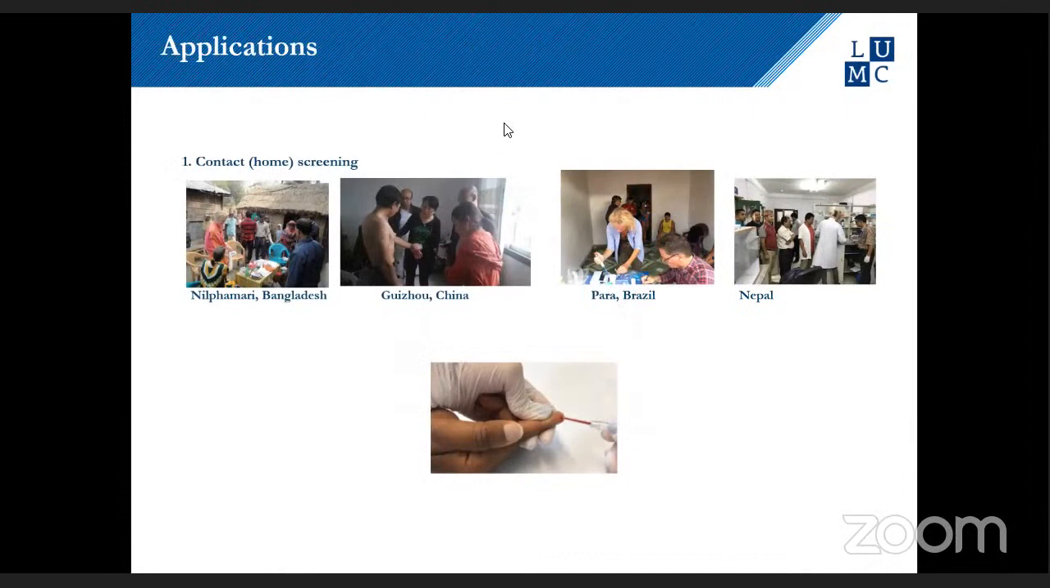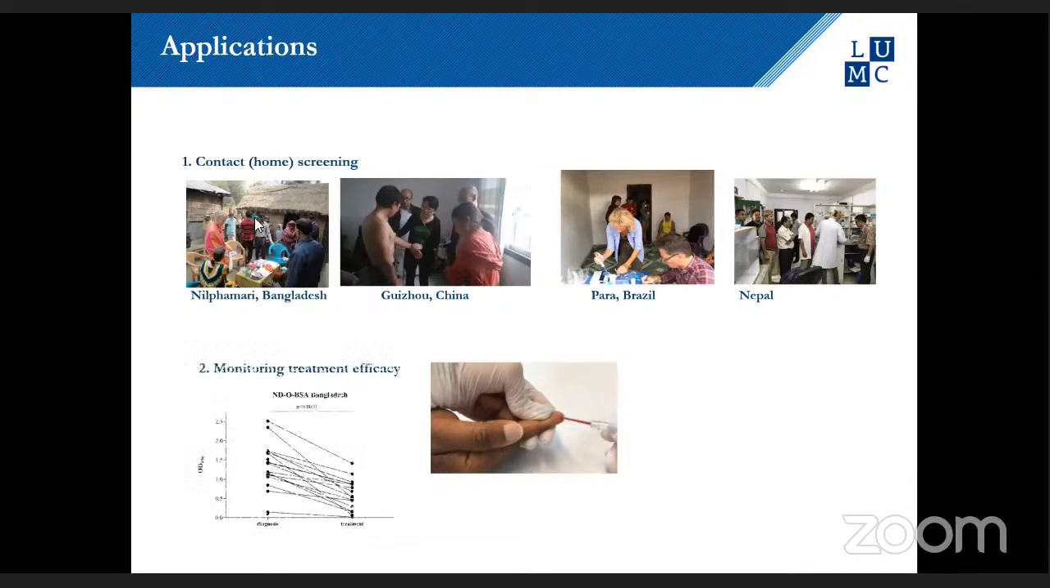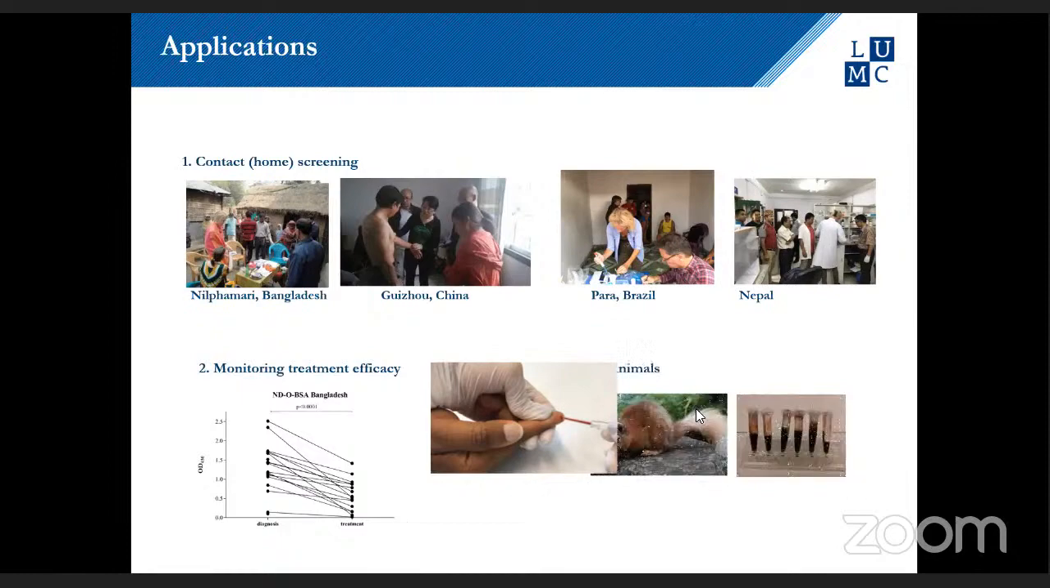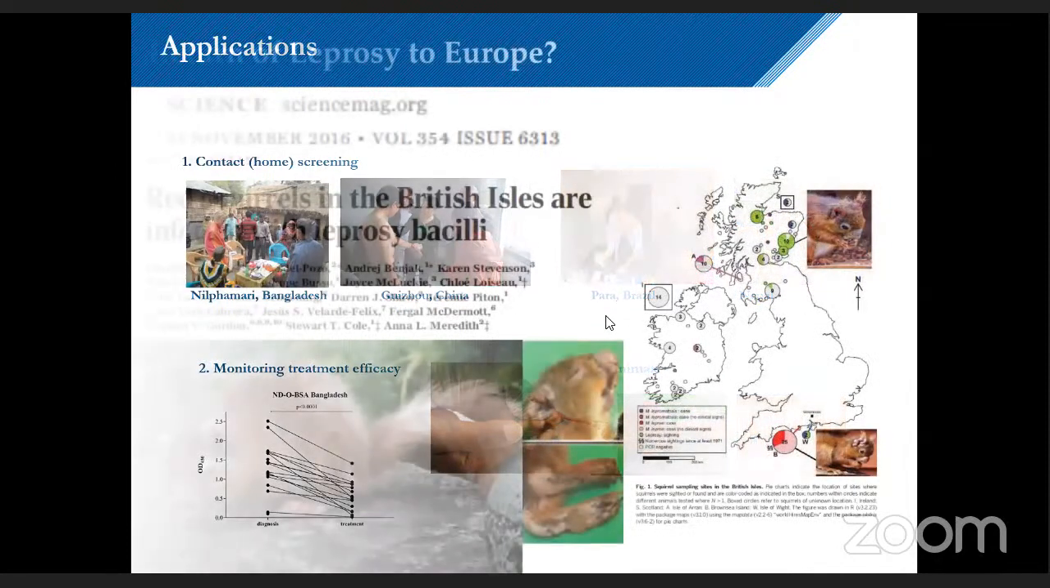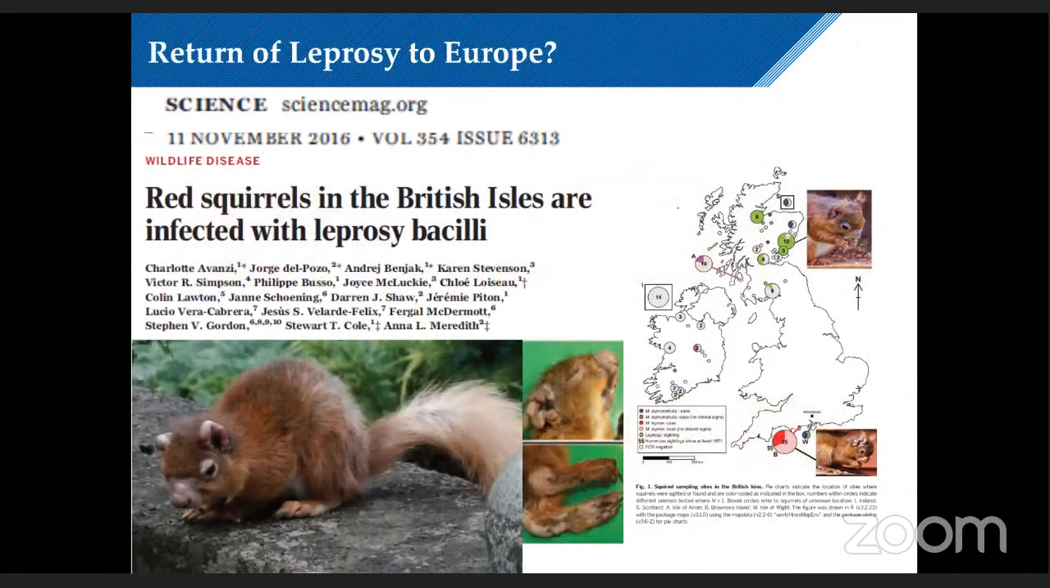So we have been doing some contact screening already in Bangladesh, in China, and a little bit also in Brazil and Nepal, using the finger stick approach. And what we also saw in Bangladesh is that treatment monitoring with only PGL1 already works well, because the levels will decrease upon treatment.